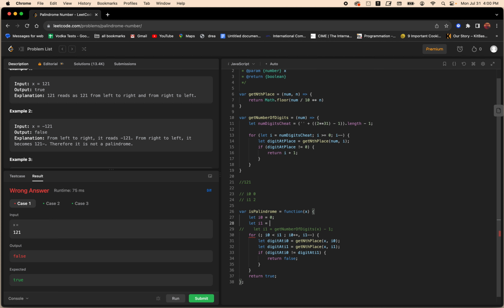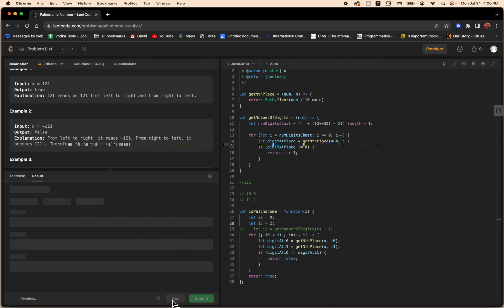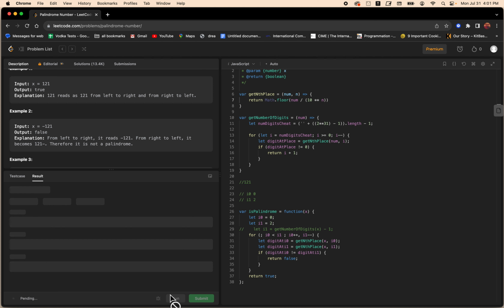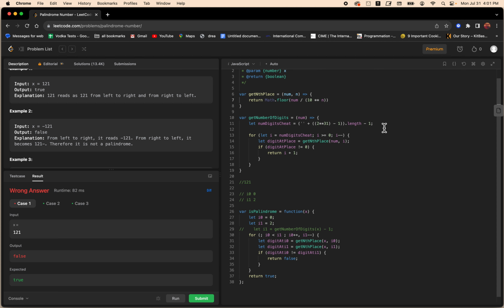Let's see if case 1 gives me a different answer. Case 1 still fails. getNthPlace doesn't work. Do I need to do this? Is this the order of operations again for this exponentiation thing? No.